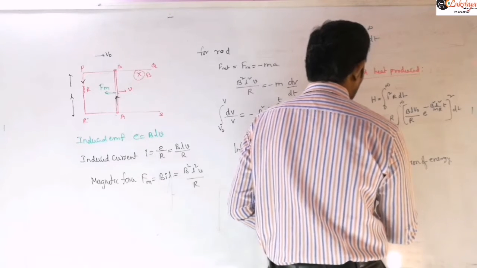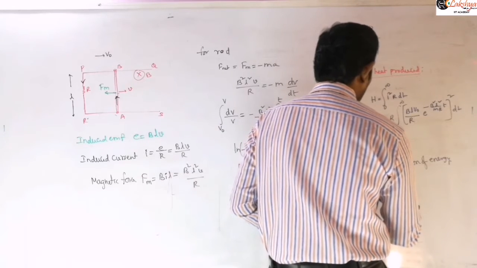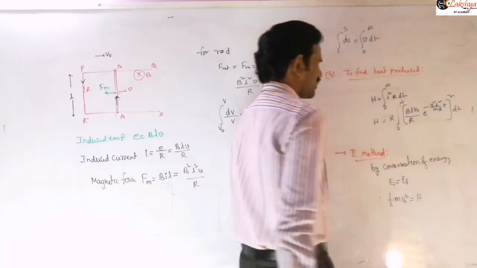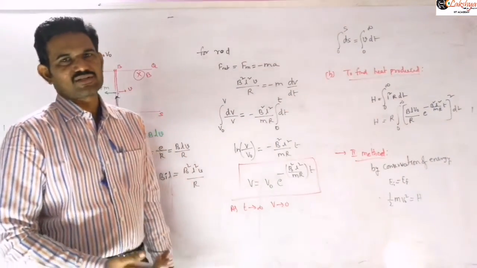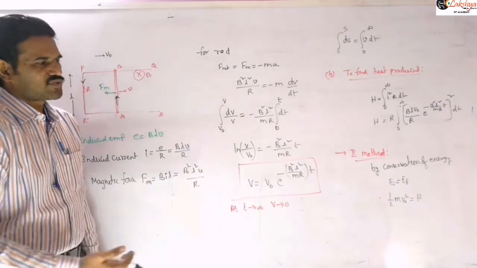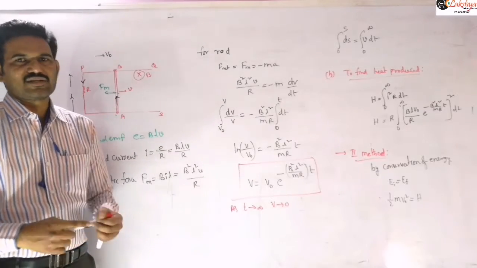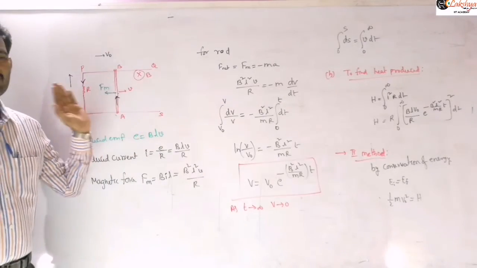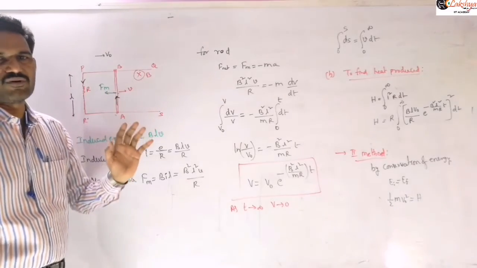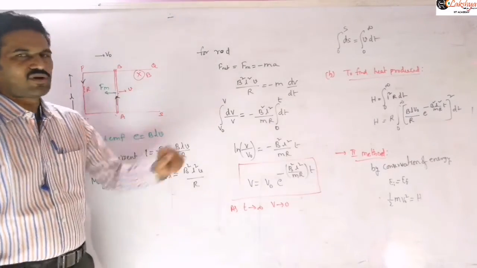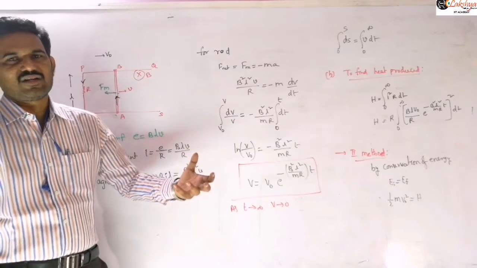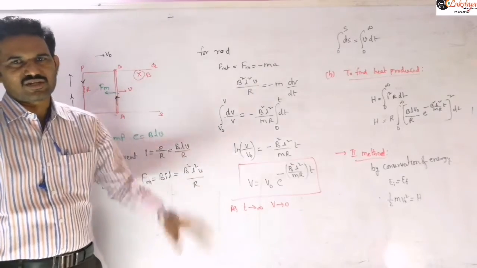Now we can write here, the initial energy is only the kinetic energy we are giving, and that will be equal to the total heat produced. Finally the rod will come to rest. So the total energy produced in that circuit is half m V naught square, because only kinetic energy is given. Finally the rod comes to rest, so that energy converts into heat energy.